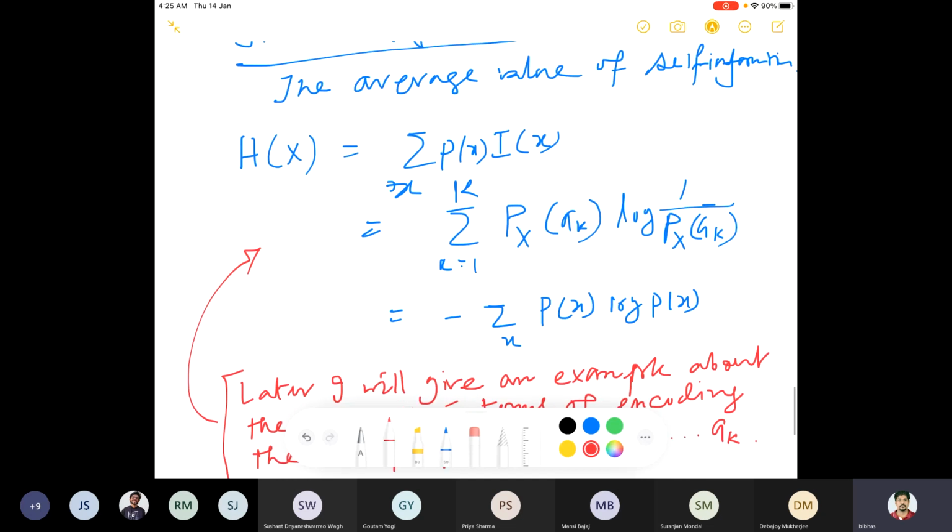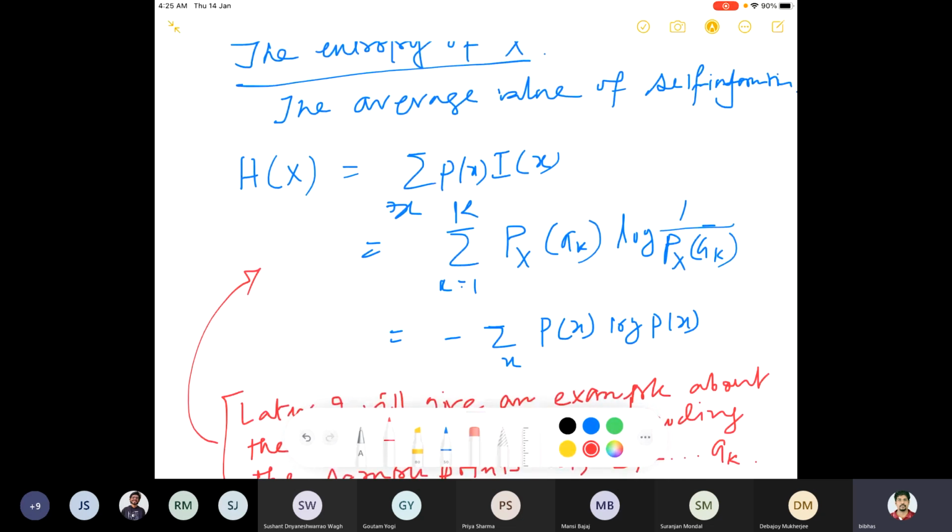But let us say for the time being, the meaning of entropy is the average value of the self information. The average amount of surprise about X, the random variable X, or the average amount of self information, is called the entropy.